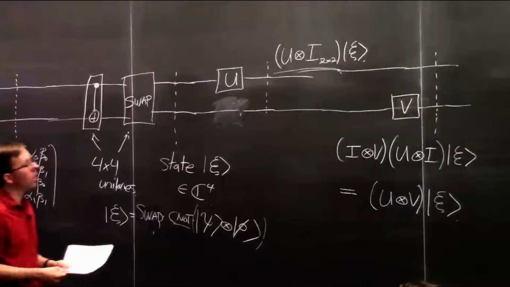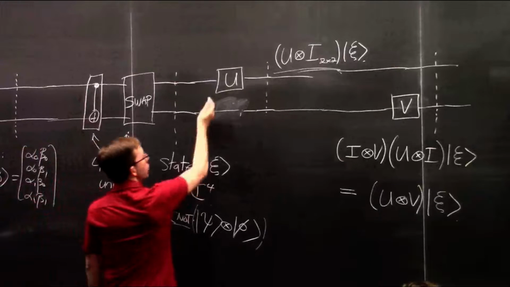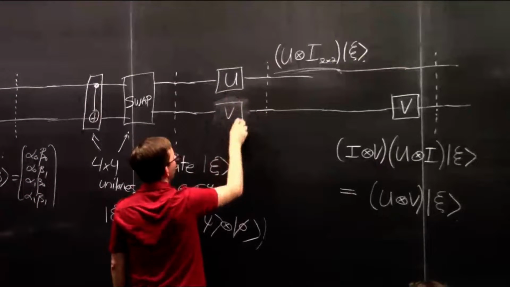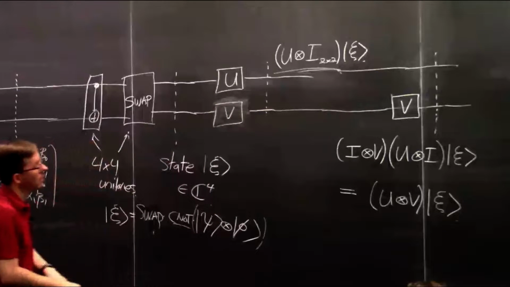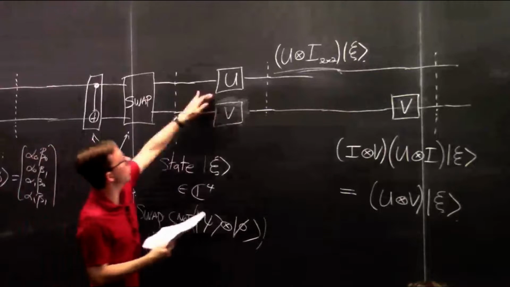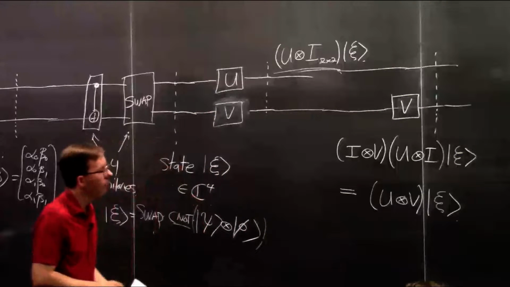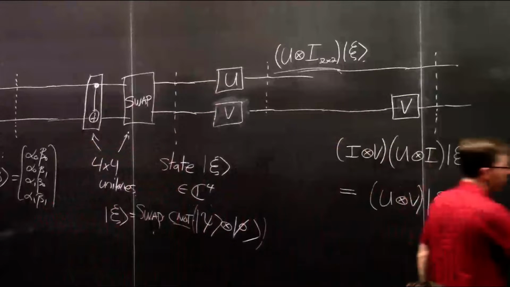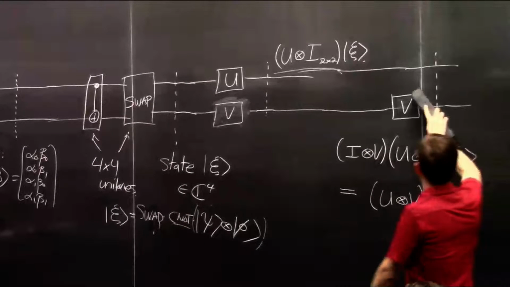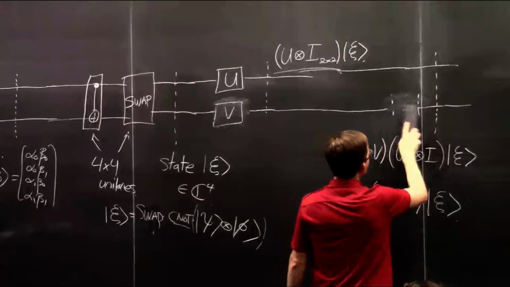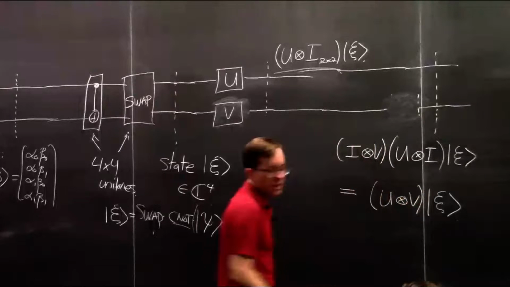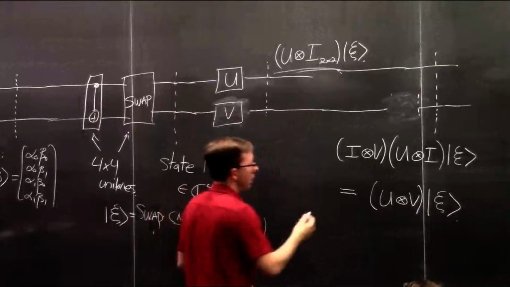And in fact, the most common thing people will draw is just we'll draw them happening at the same time. I don't know, it saves horizontal space. And so you can think of U and V together as turning into this. OK, so the thing to take away from this is that if you do unitary transformations to separate particles, then it doesn't really matter in what order you do them. You'll get the same result.